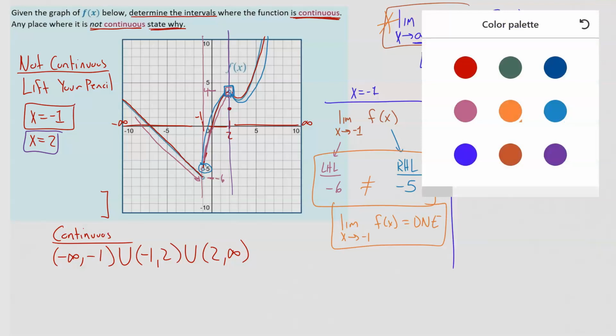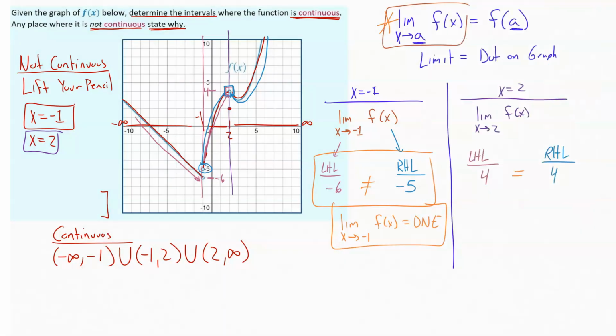So in this scenario, there's nothing wrong with our limit. Our left-hand limit equaled our right-hand limit, which tells us that our overall limit is that same value, that value of 4. So the left side of our definition says that it equals 4.